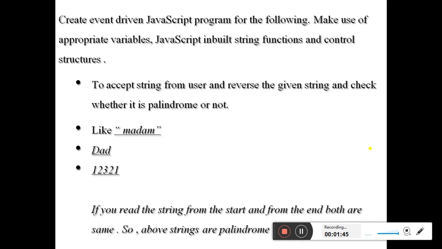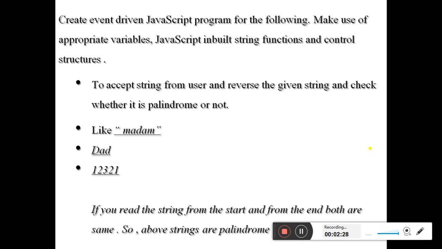Then reverse the given string. We have already done the reverse program, how to reverse the string in JavaScript. Then after reversing the string, you are supposed to check whether it is palindrome or not. What do you mean by palindrome? Palindrome strings are the strings where if you read the string from the starting and from the ending, both are the same.